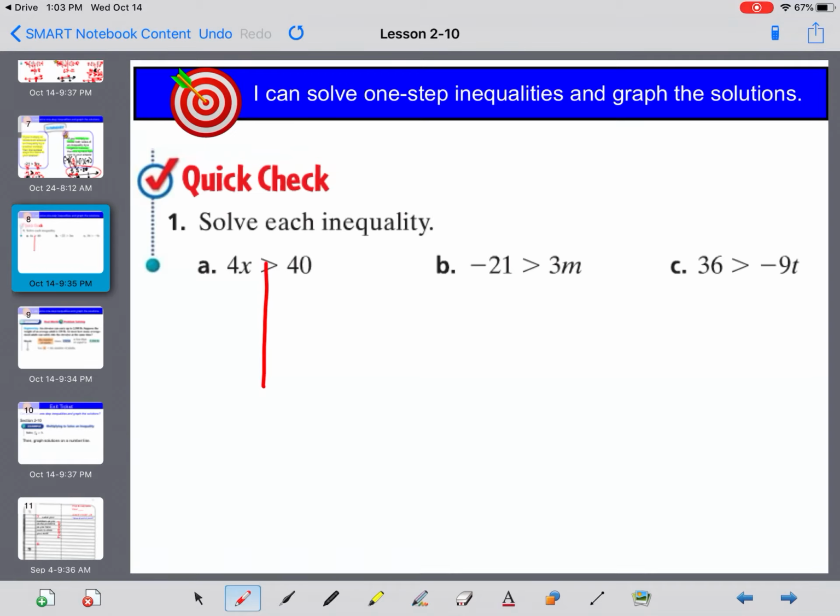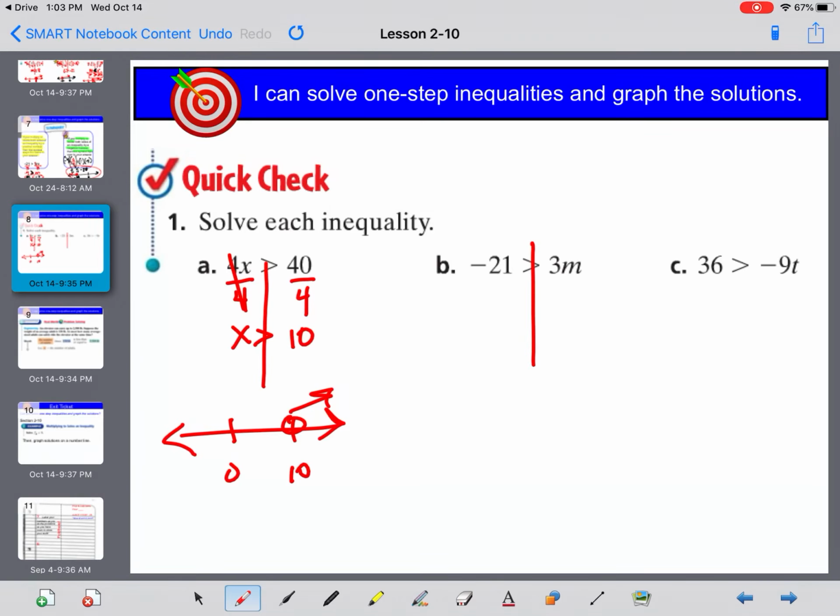Here I notice that x is being multiplied by 4. So I am going to divide both sides by 4. X is greater than 10. When I graph this on a number line, it should look like that.